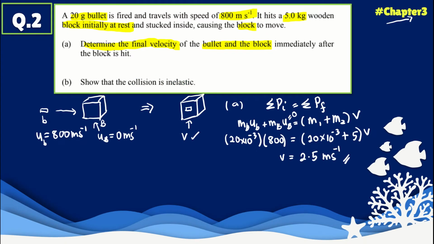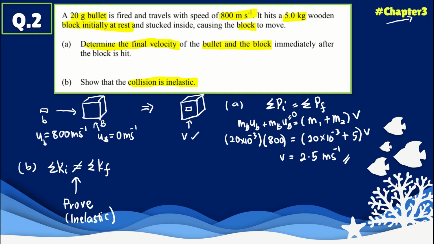And the next question is, show that the collision is inelastic. Inelastic means, I hope you still remember, that for an inelastic collision our kinetic energy is not conserved, meaning that our initial kinetic energy is not equal to the final kinetic energy. So class, we have to prove this, because we know that it is an inelastic collision.